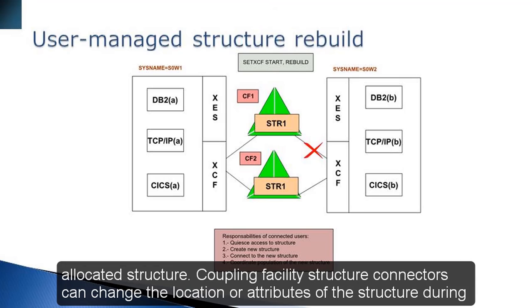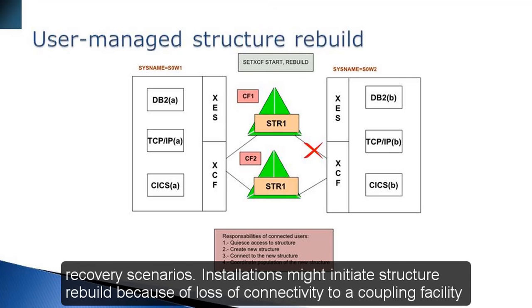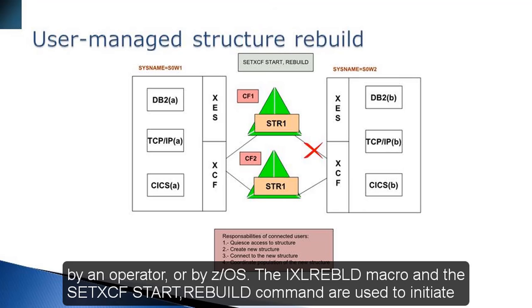Coupling facility structure connectors can change the location or attributes of the structure during rebuild without having to disconnect from the structure. Structure rebuild is intended for planned reconfiguration and recovery scenarios. Installations might initiate structure rebuild because of loss of connectivity to a coupling facility or a structure failure. Structure rebuild can be initiated by an authorized program, by an operator, or by z/OS. The macro and the setxcf start rebuild command are used to initiate the structure rebuild.